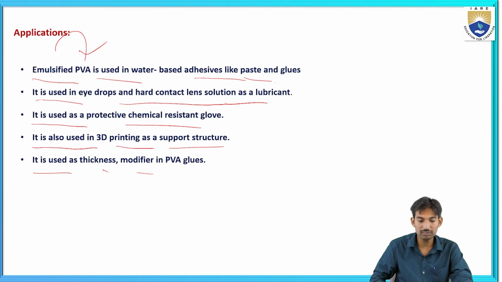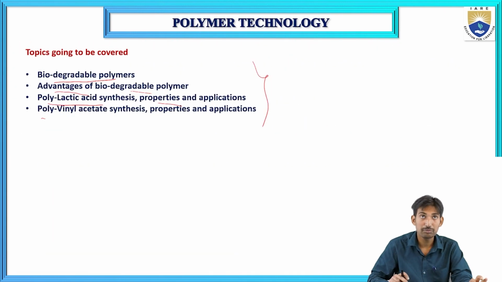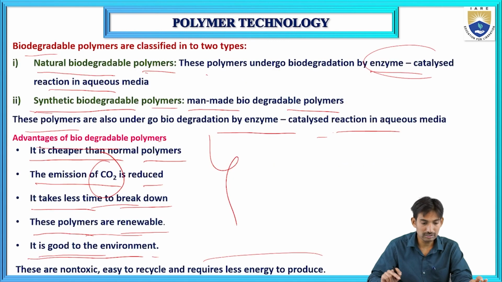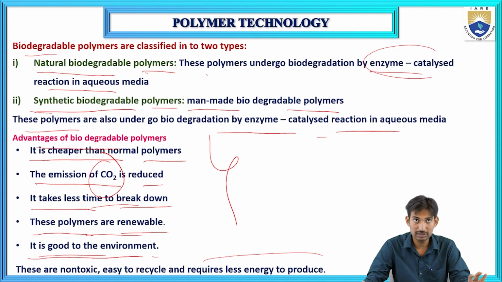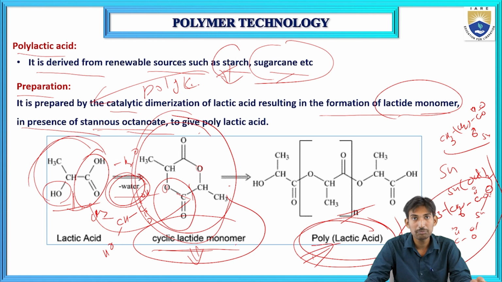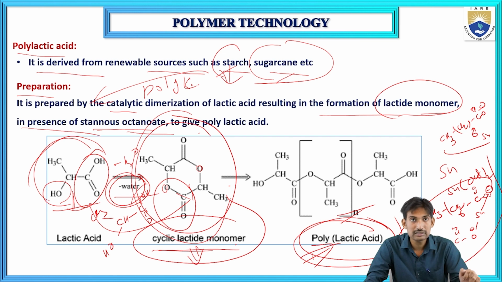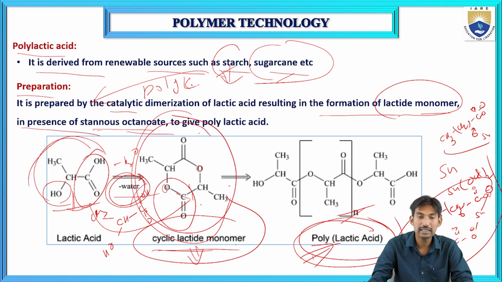In this one, we have seen the definition of biodegradable polymers, examples of applications of biodegradable polymers, the natural and synthetic biodegradable polymers, and examples such as polylactic acid and polyvinyl acetate. Polylactic acid is obtained from starch and sugarcane. This undergoes catalytic dimerization and forms cyclic lactide monomer in the first step. In the presence of stannous octanoate, this cyclic lactide monomer undergoes polymerization and forms polylactic acid.